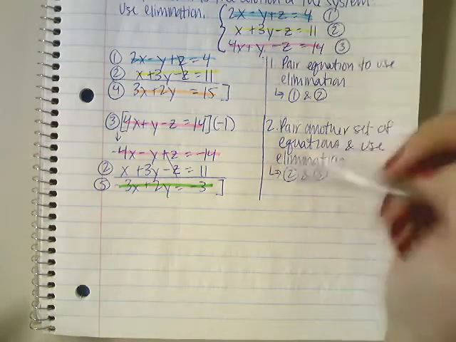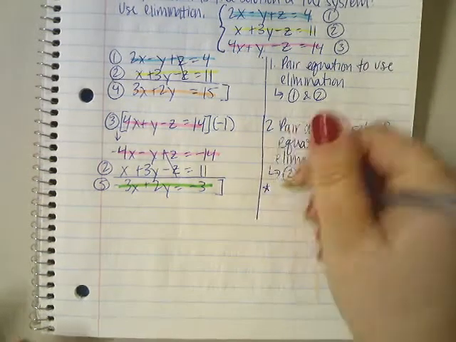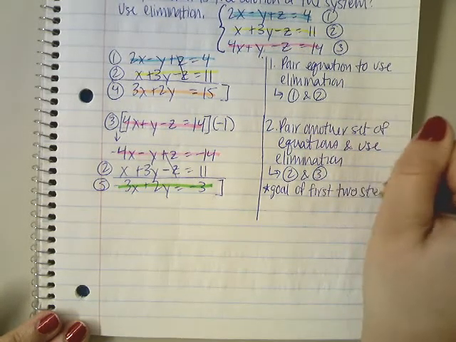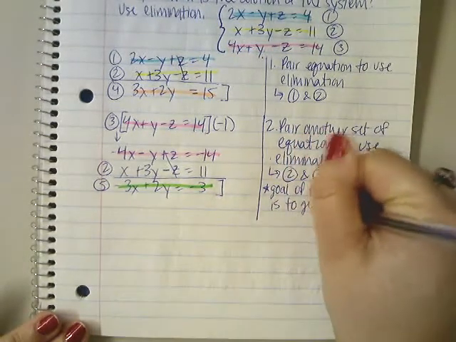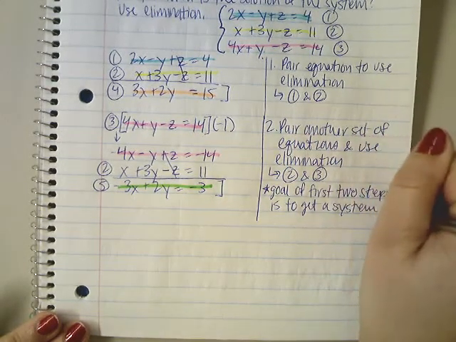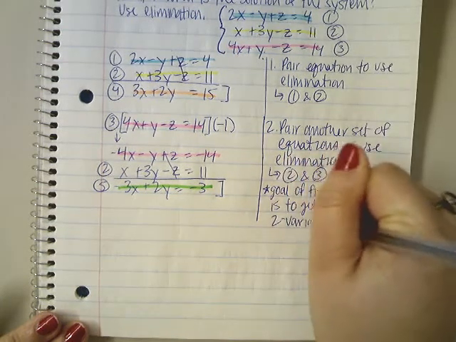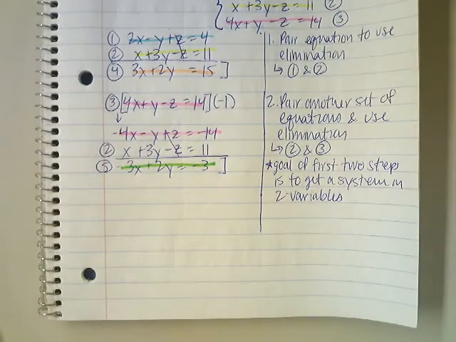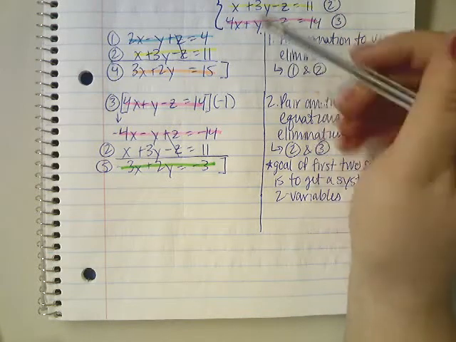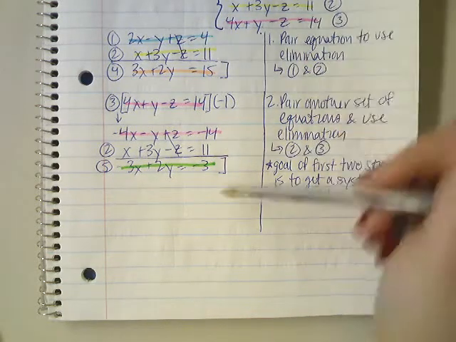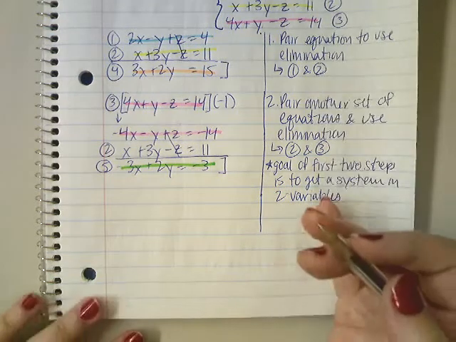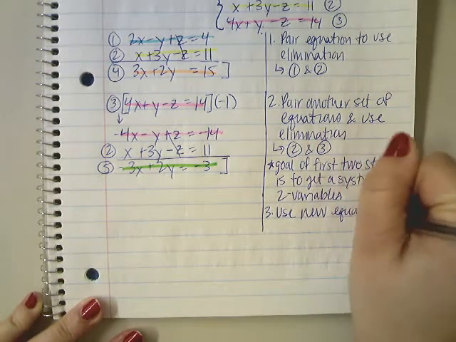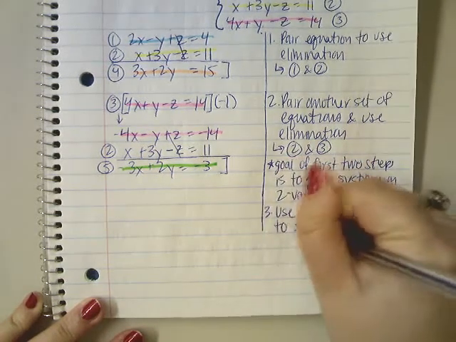So if you want to put a little star here: the goal of the first two steps is to get a system in two variables, because we know how to do that. Once we get a system with two variables, so I can use 4 and 5, then we're just solving like normal. We can use substitution or elimination again. But the goal with our first two steps, again, is to use our three equations to get a system in two equations. Now that we've done that, step 3 is going to be to use the new equations to solve for x and y.